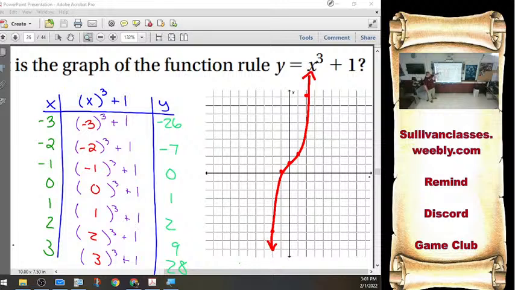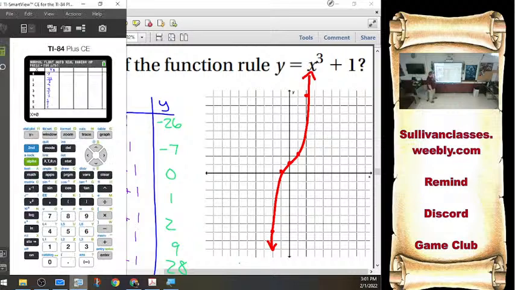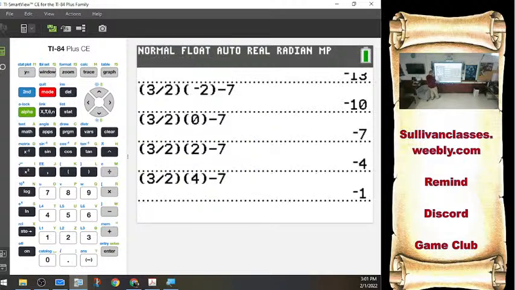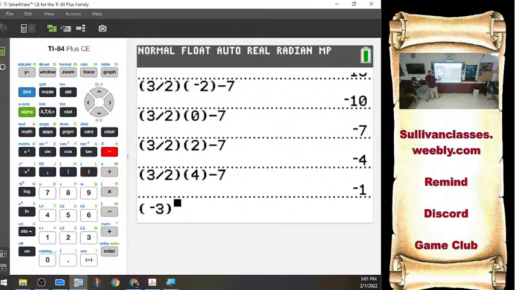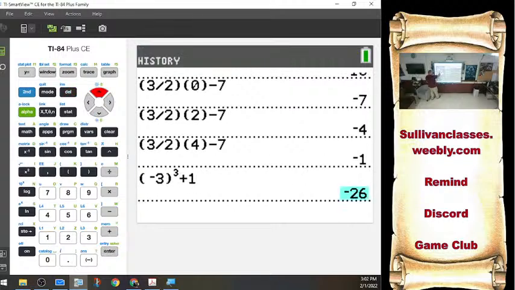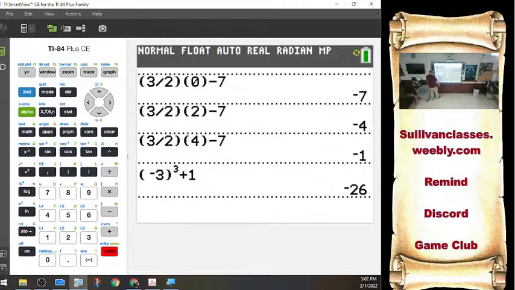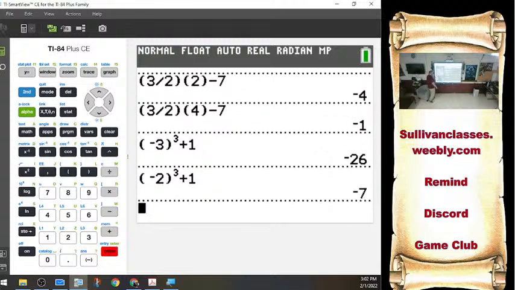I can just dump this in my calculator. Okay, there's nothing wrong with getting my calculator and saying parenthesis thing cubed plus 1. Just keep doing that instead.